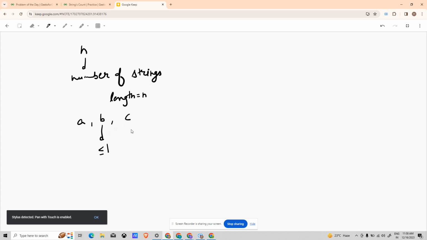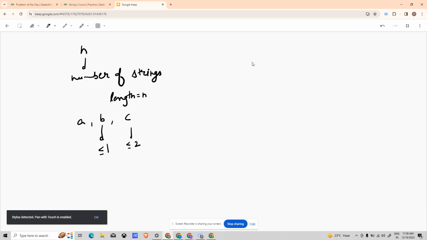Let's head over to the note section. We have been given a number n and we are asked to output the number of strings. The string's length should be n, and it can comprise A, B, and C. B can occur at most one time, and C can occur at most two times.